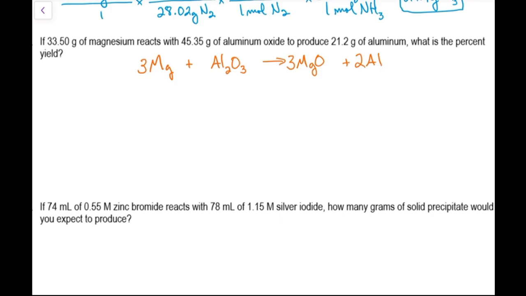What I want you to do now is take a look at what you're given. 33.50 grams of magnesium, 45.35 grams of aluminum oxide, and 21.2 grams of aluminum. And I just want you to think about what the steps will be in solving this problem. It's asking us for the percent yield. So what order do we go in solving this problem?